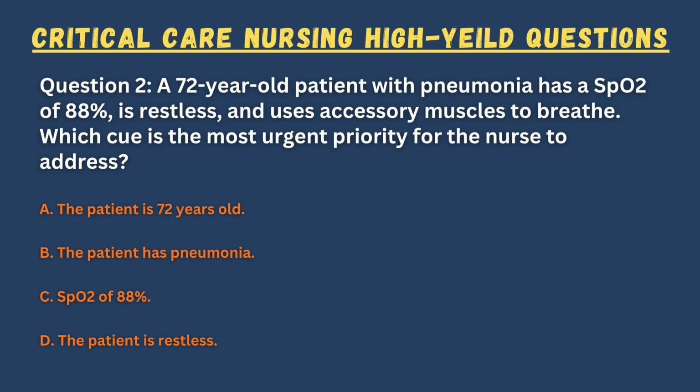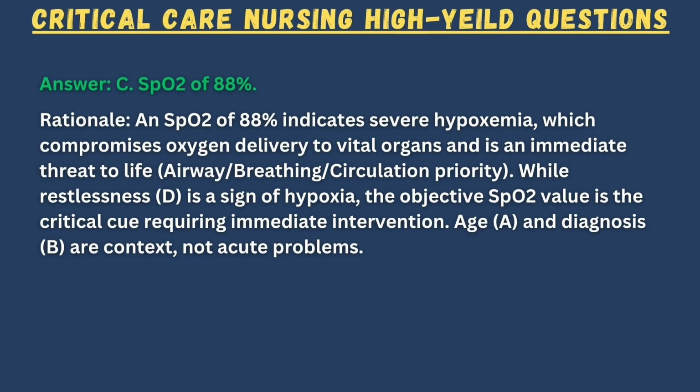Question 2. A 72-year-old patient with pneumonia has a SpO2 of 88%, is restless, and uses accessory muscles to breathe. Which cue is the most urgent priority for the nurse to address? A. The patient is 72 years old. B. The patient has pneumonia. C. SpO2 of 88%. D. The patient is restless. Answer: C.